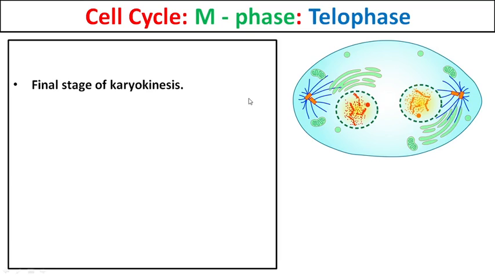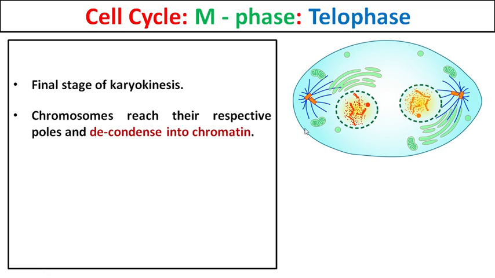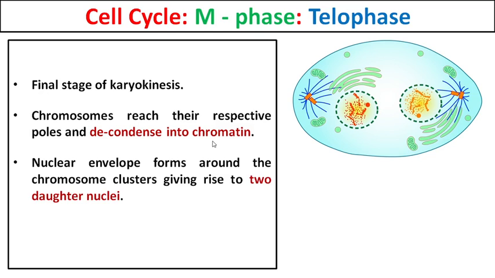The final phase of karyokinesis or M phase is telophase. In telophase, the clusters of the chromosomes will be on different poles. The nuclear membrane will start appearing. Then the endoplasmic reticulum and other organelles will also start appearing. The chromosomes will start to decondense, and as they decondense, they will get converted into chromatin.